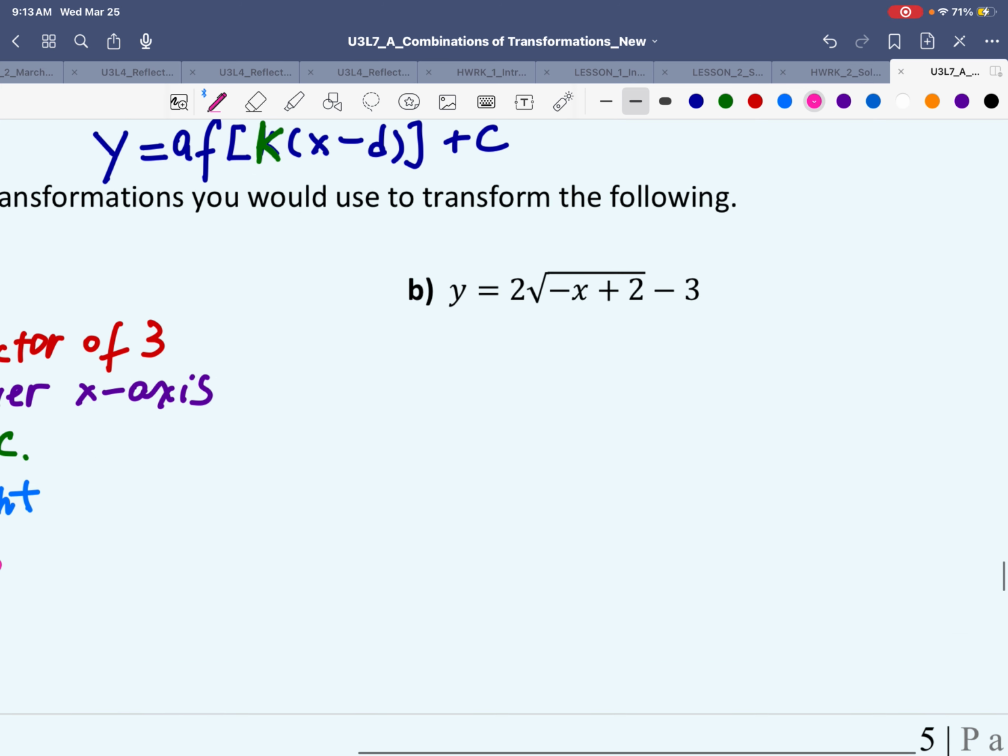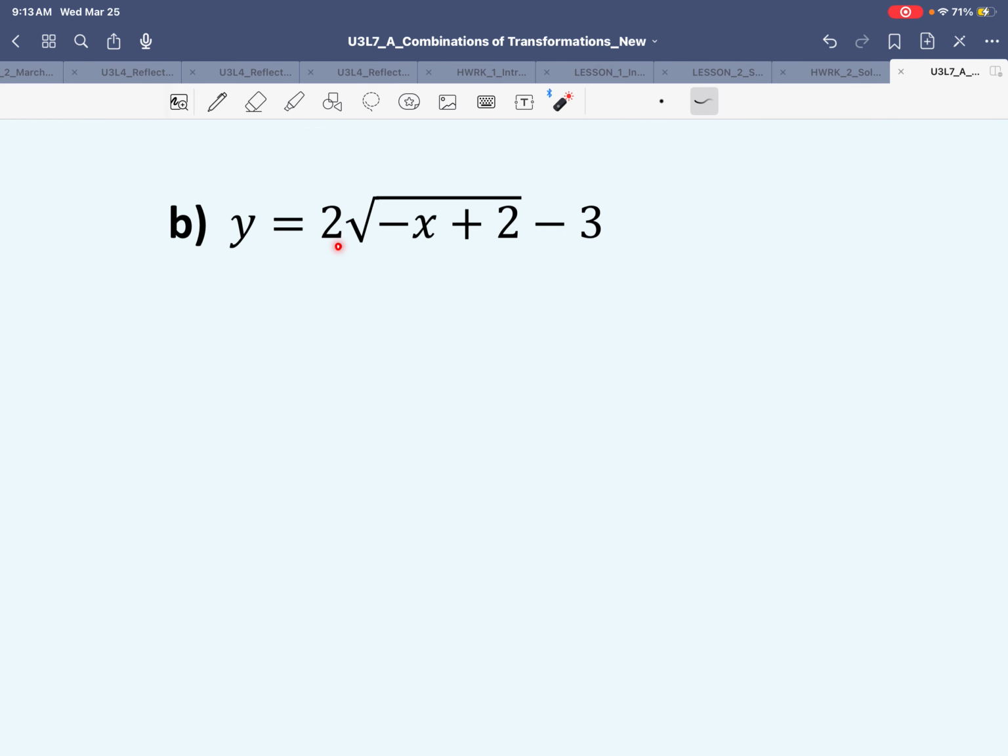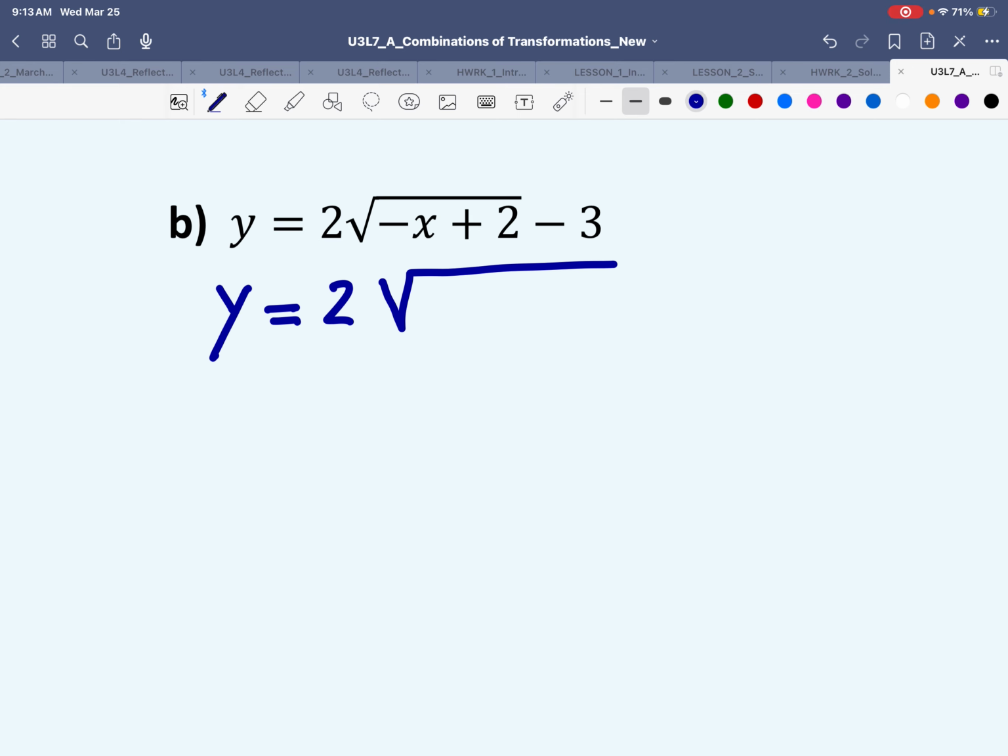So next we're going to look at this equation. We have y equals 2 square root of negative x plus 2, minus 3. As you can see here, the coefficient in front of x is not 1, it's a negative 1. So that means we need to factor this out, and it's not in factored form. So before we state the transformations, we need to rewrite this equation properly, which means with factored k. So negative 1, and then we have x, the plus 2 will become a minus 2, and we're going to close brackets.